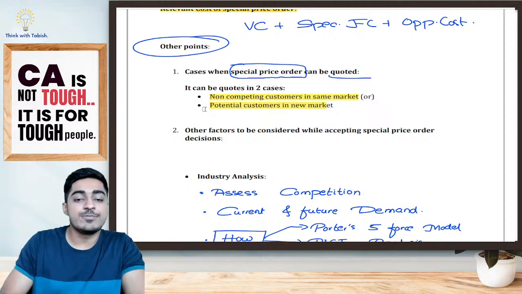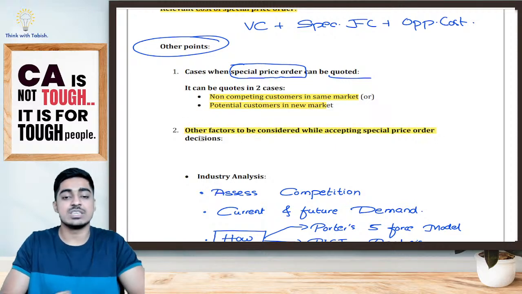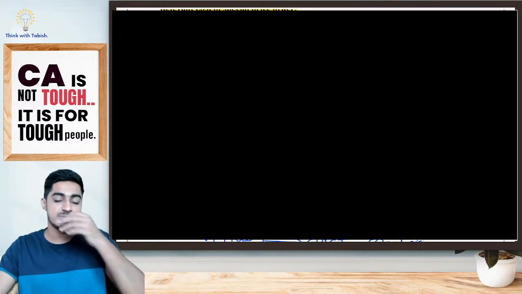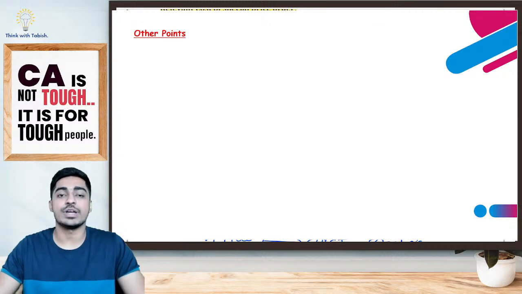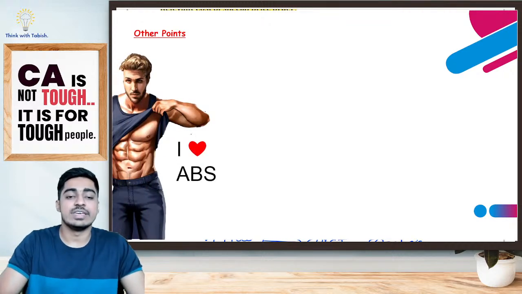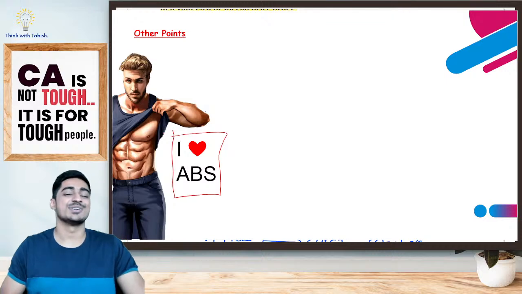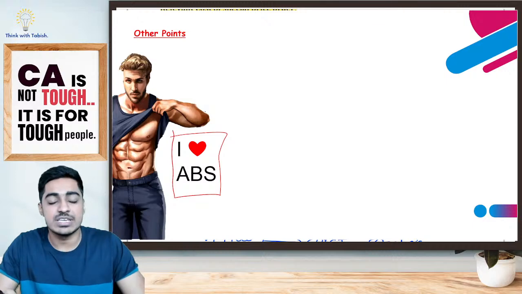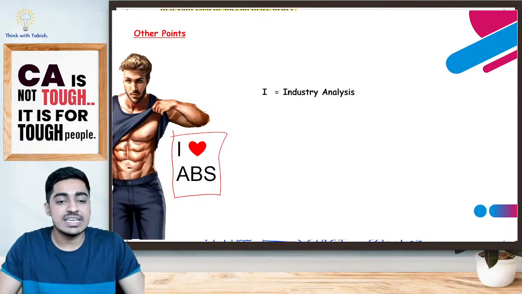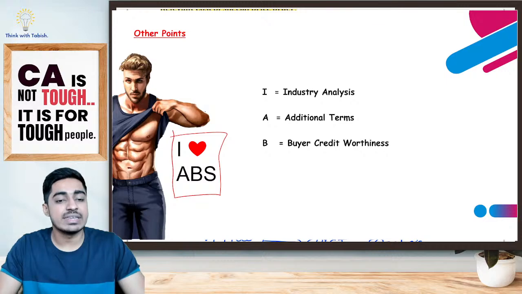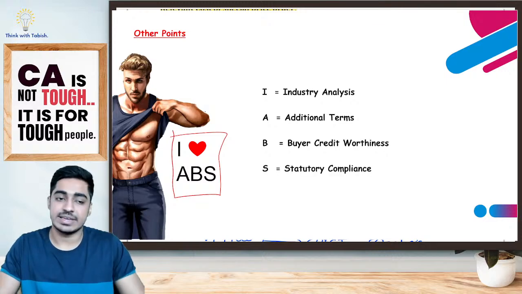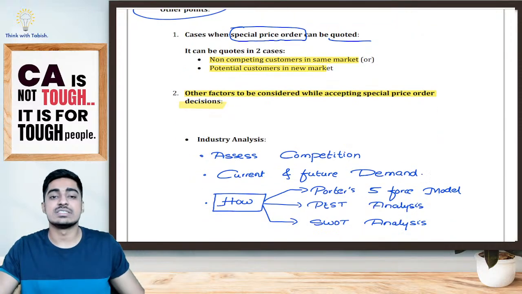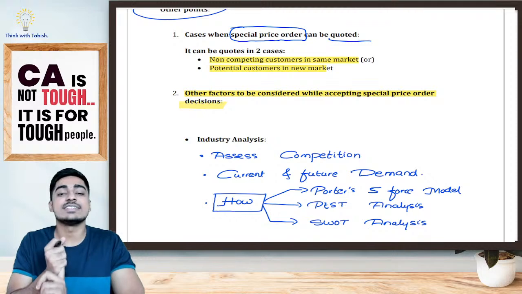Next, other factors which are to be considered while we accept the special price order decision. What are the other factors we need to consider? We have 4 points, with the mnemonic I LOVE ABS. I for industry analysis, A for additional terms, B for buyer creditworthiness, and S for statutory compliance. Always, for any decision, along with the financial factors we need to see non-financial factors.